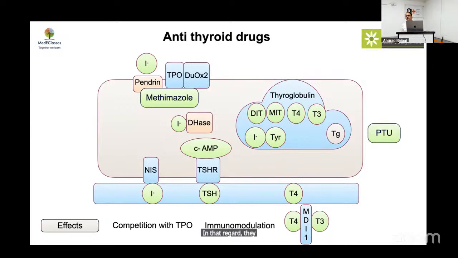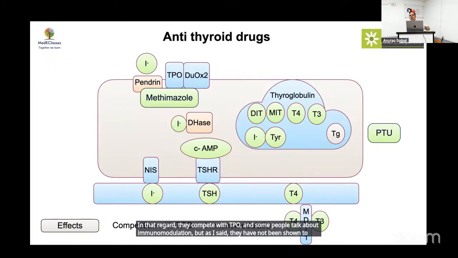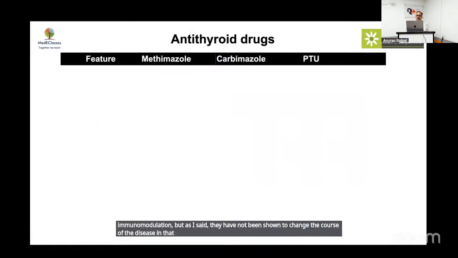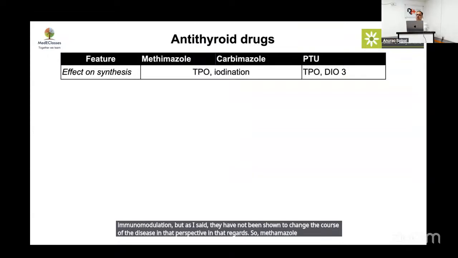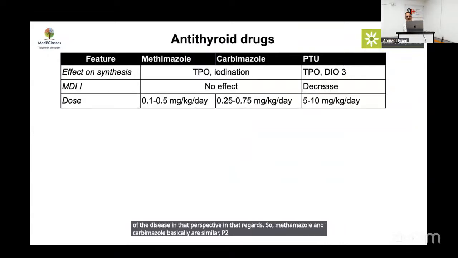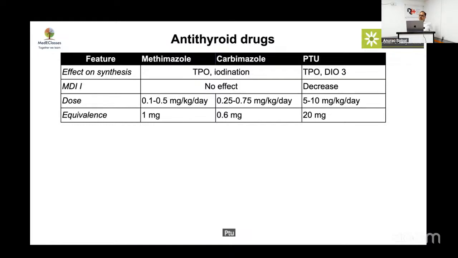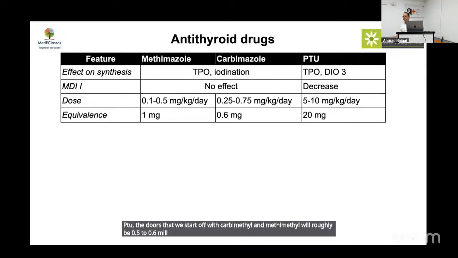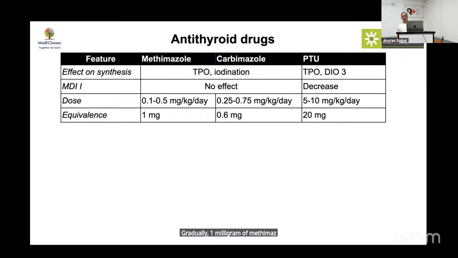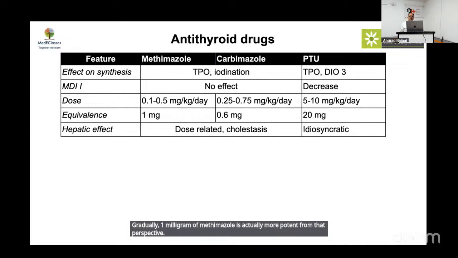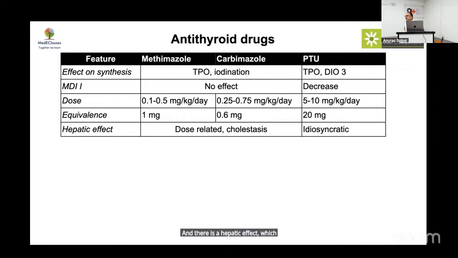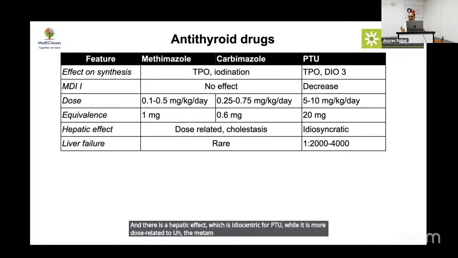They compete with TPO, and some people talk about immunomodulation, but as I said, they have not been shown to change the course of the disease. So methimazole and carbimazole basically are similar. PTU is slightly different. The dose that we start off with carbimazole and methimazole will roughly be 0.5 to 0.6 milligram per kg per day, and then we can come down gradually. Methimazole is actually more potent from that perspective, and there is a hepatic effect which is idiosyncratic for PTU, while it is more dose related to methimazole and carbimazole in that regard.